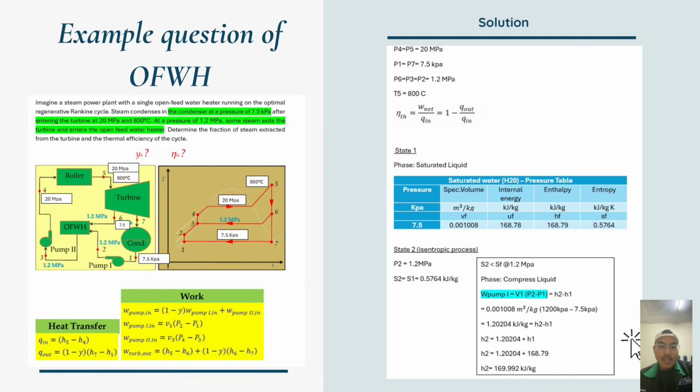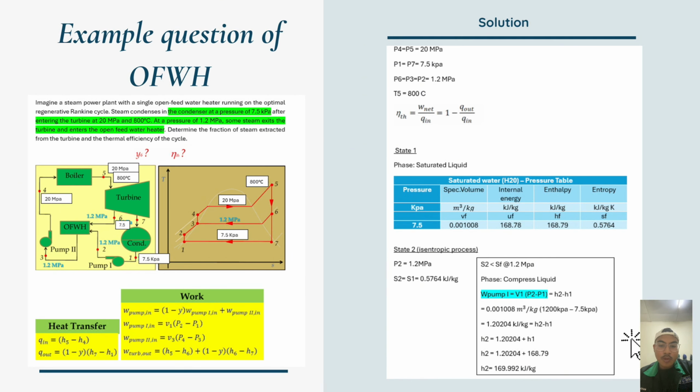So we can see the point 1 on the saturated line in the TS diagram. So assume point 1 is a saturated liquid. We can take the value directly from the saturated table on the pressure table. So the second step, we know it is an isentropic process, so we can assume S1 equal to S2. We must compare the value S2 with Sf at 1.2 megapascal. So we get S2 less than Sf at 1.2 megapascal.